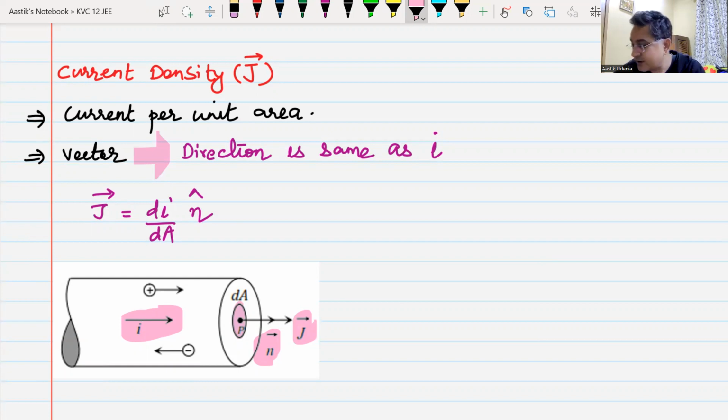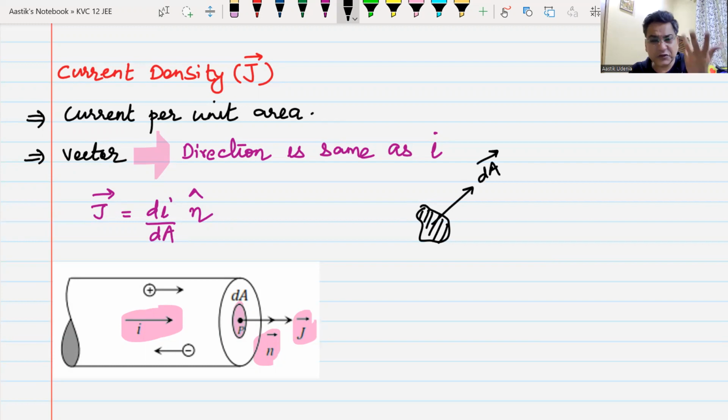Understood, sir. So from here, I can find a very revolutionary relation between current density and current. If I have this small area, I hope you can see this small area. Every area has something known as the dA vector. Do we remember this dA vector? Yes, sir. What was this dA vector?